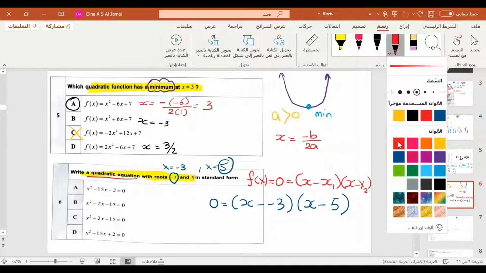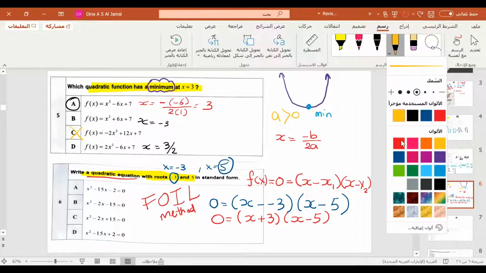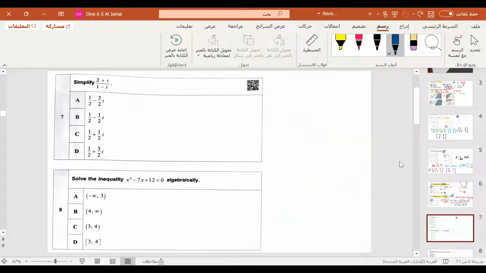And now it will be x plus 3, x minus 5. Use the FOIL method. And after using the FOIL method, you will have x squared, this is the last answer, minus 2x minus 15 equals 0. And this will be your B. Let's go to this question. Now simplify.